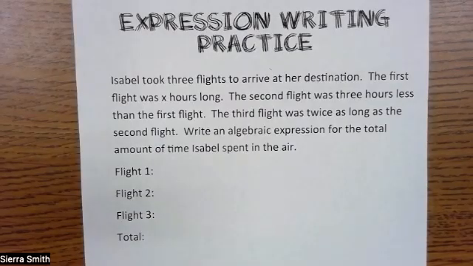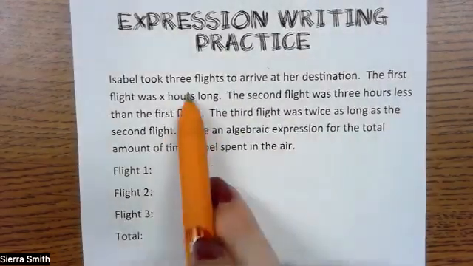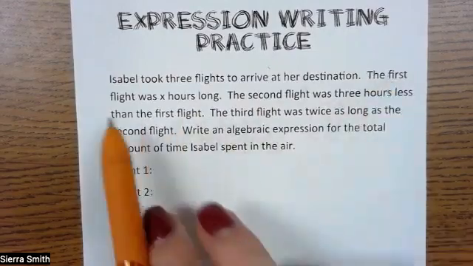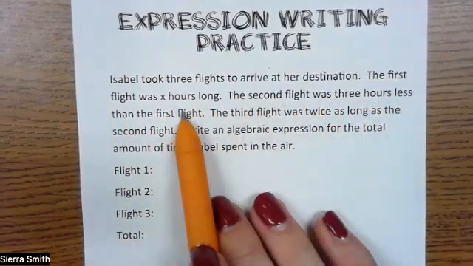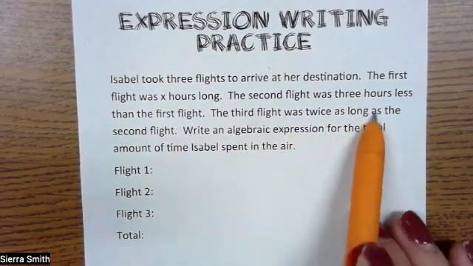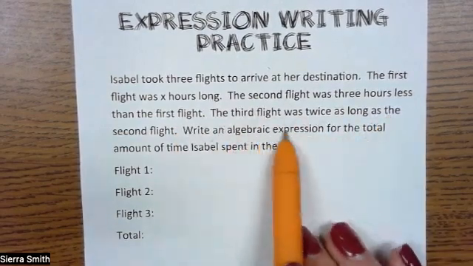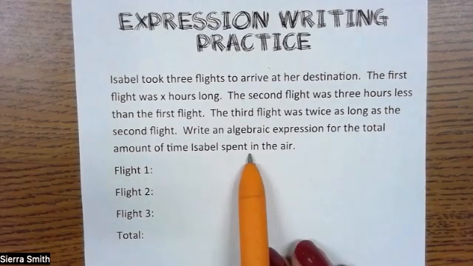All right, we're going to work on writing expressions. Isabel took 3 flights to arrive at her destination. The first flight was X hours long. The second flight was 3 hours less than the first flight. The third flight was twice as long as the second flight. Write an algebraic expression for the total amount of time Isabel spent in the air.